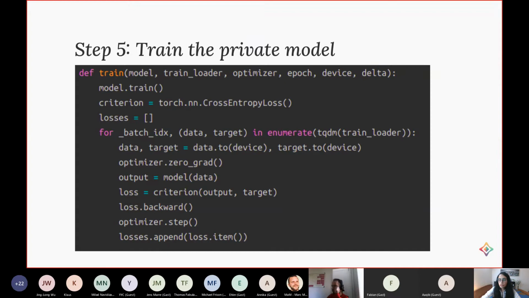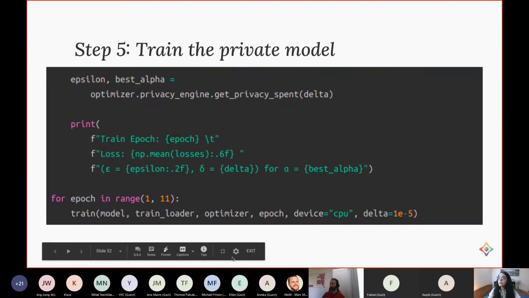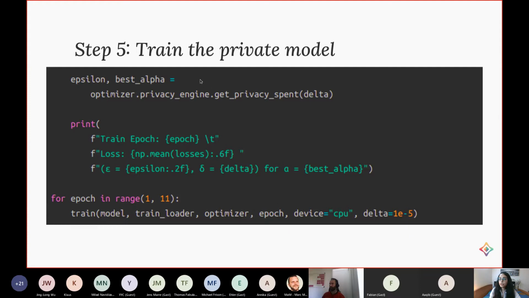And the loss chosen is the cross entropy loss. And finally, you can see, every time the optimizer takes a step, in the second part of the train function, yeah, here, at the end of every optimizer step, you're getting the budget, the get privacy spent budget, via the optimizer's privacy engine. That gives you the epsilon value that we're looking for.